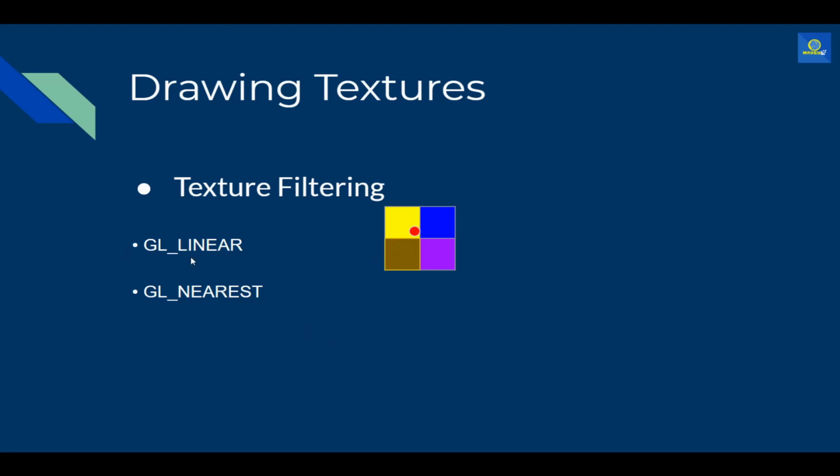And so you have two ways of doing that. You can either use linear interpolation or you can use nearest. Linear interpolation means you're going to take the color of these guys here and interpolate that linearly to get the color of this fragment. And nearest will simply take the one which is as near as possible to the fragment. So basically in this case this will be the yellow one.